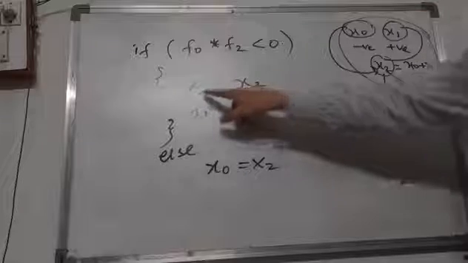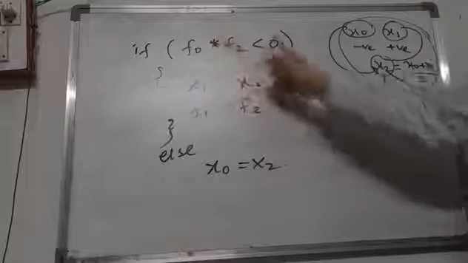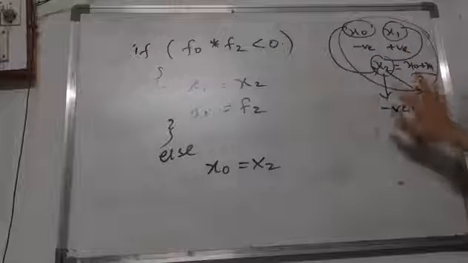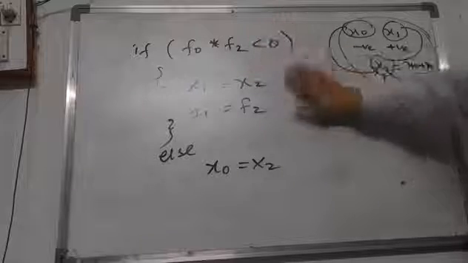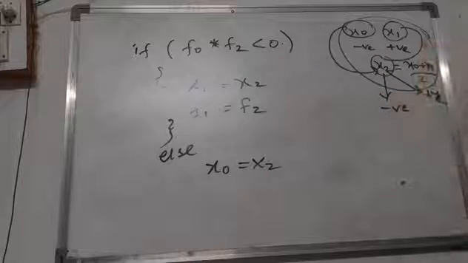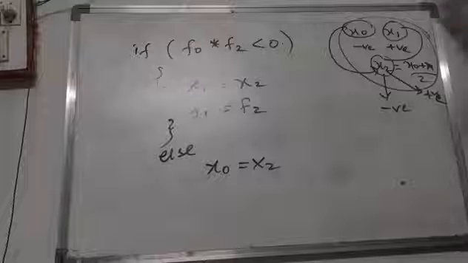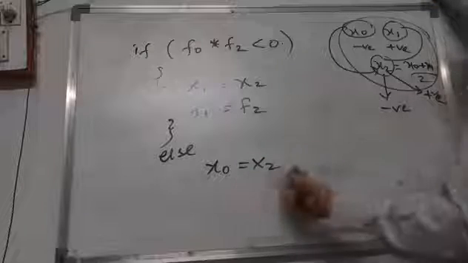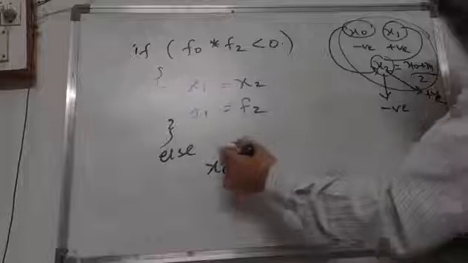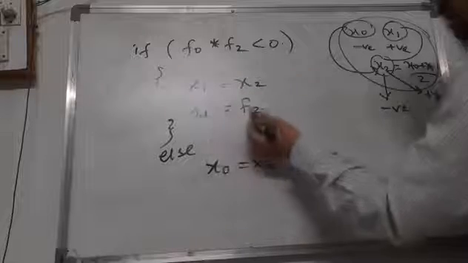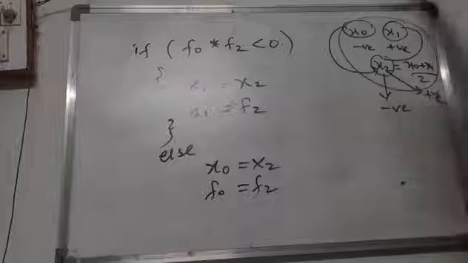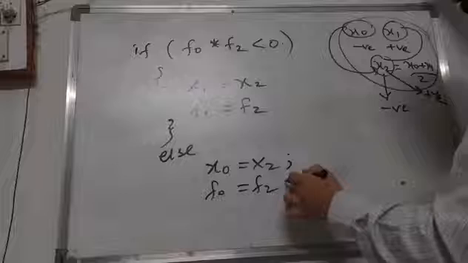So that's why I am writing x1 is equal to x2 if the product is less than 0. Now x1 takes the value of x2. If this statement fails, then x0 will be replaced with x2. So we are going to proceed like that. Then x0 is equal to x2. What else do we have to change here? x1 changes to x2, f1 changes to f2, x0 changes to x2, then f0 must be changed to f2. So like this we have completed the condition.